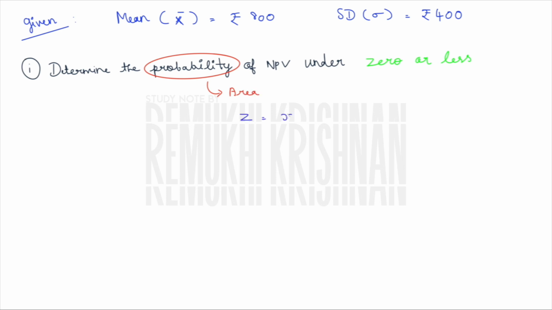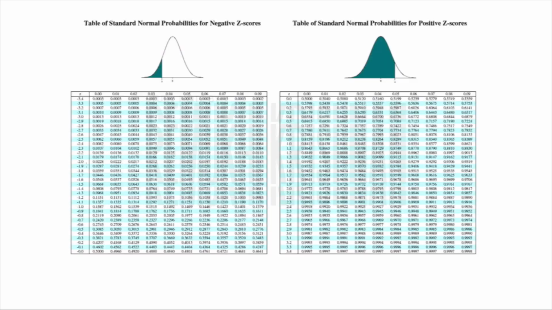To find this area we must compute our z first. The z formula is x minus x bar divided by sigma. I have to substitute all these values in this formula. Our z score comes to be negative 2. In the previous videos I've already explained, if it is a negative symbol then it will fall on the left side of your bell curve.